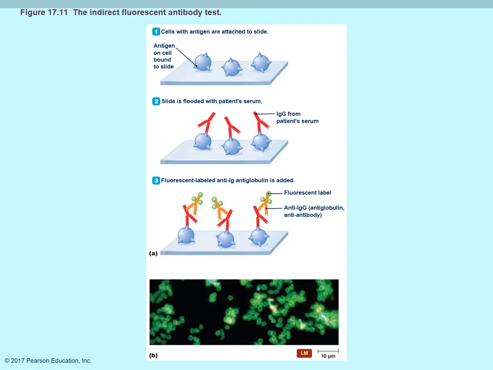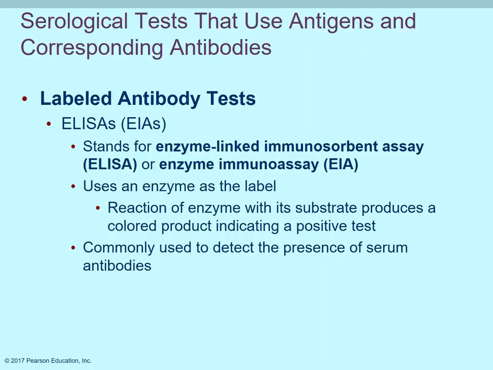So this is just showing how you can add the antigen on a slide. You add the patient's serum. If the antibody is there, it will bind to the antigen. And then you add a label or dye that's going to bind to the antibody. And either way, it's like putting a flashing light on it so you can see it.